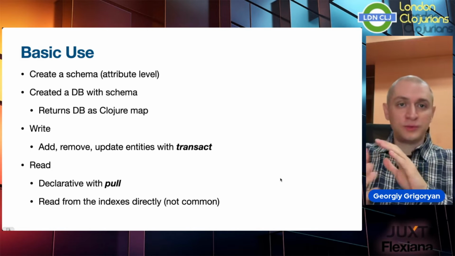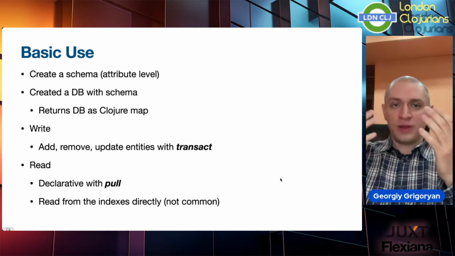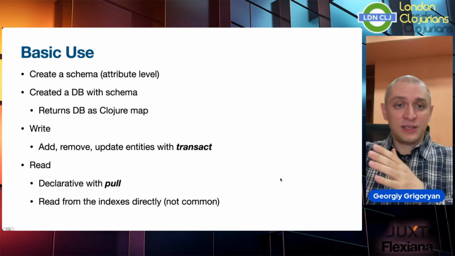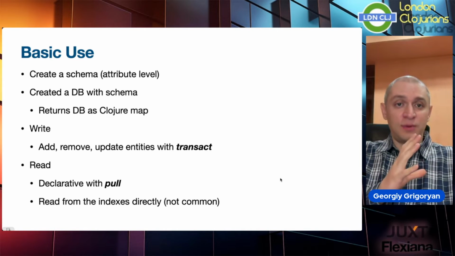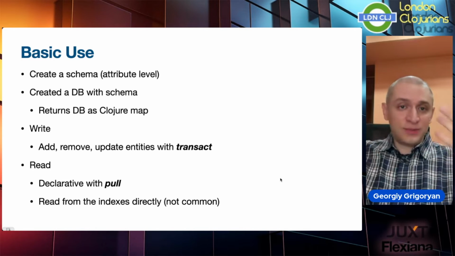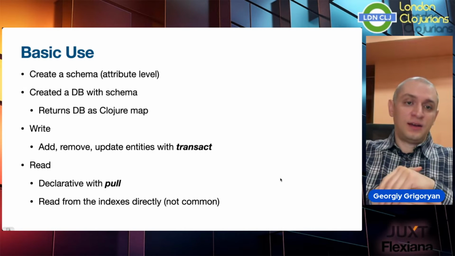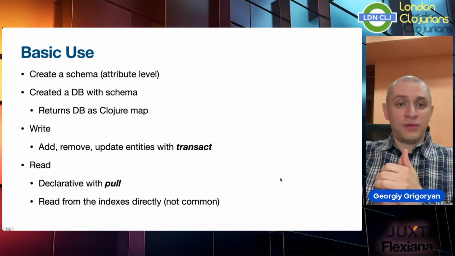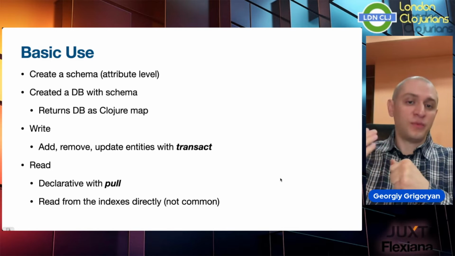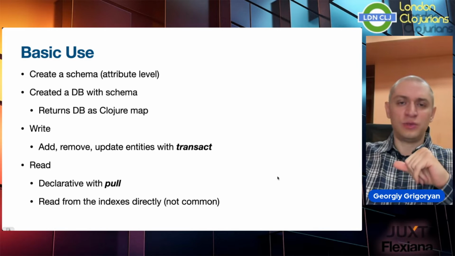All right, so the overview of how you use EntityGraph is create a schema. It's attribute level schema. You create a database with that schema, which returns to you a database value as a Clojure map, and we'll see what that looks like in a second. Then we write some data. We add, remove, update entities, and we use transact for that. And then we read data declaratively with pull primarily. And then if we need something beyond that, we can read from indices directly. So that's just the overall picture. Now we're going to get into the details.